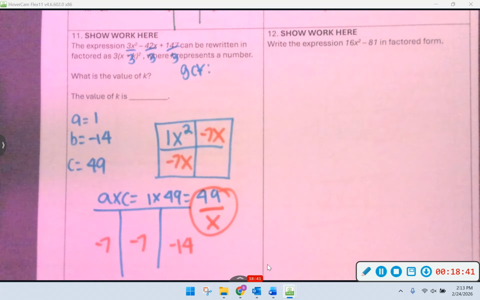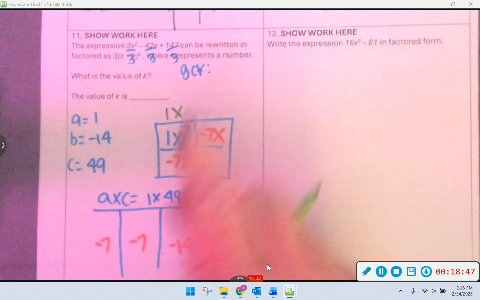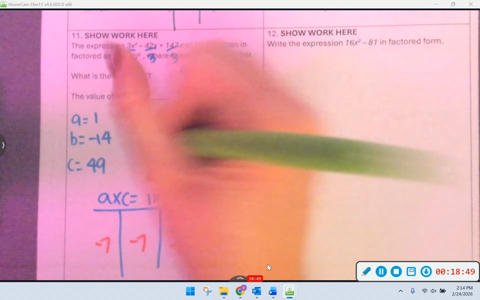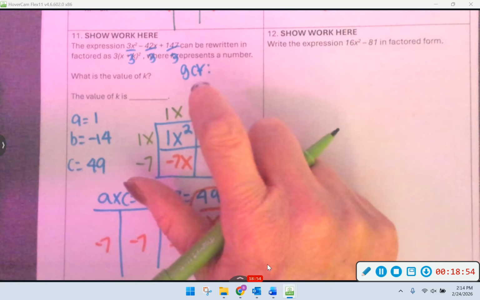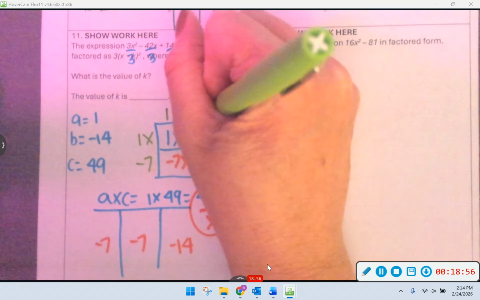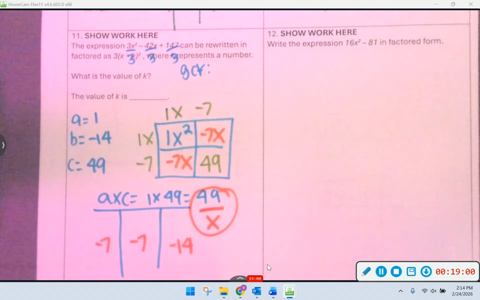All right. 1 and negative 7 have 1 in common. What times 1x gets me negative 7x? Negative 7. What times 1x gets me negative 7x? Negative 7. Negative 7 times negative 7 is 49. All right, so we found our answer.